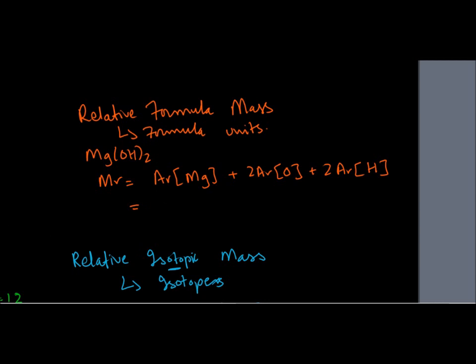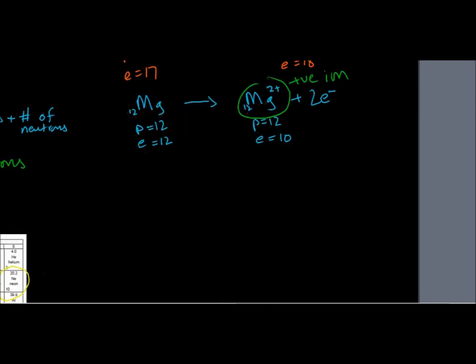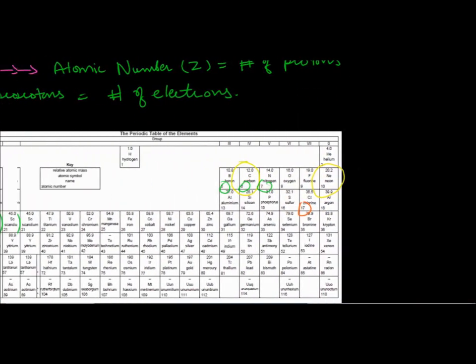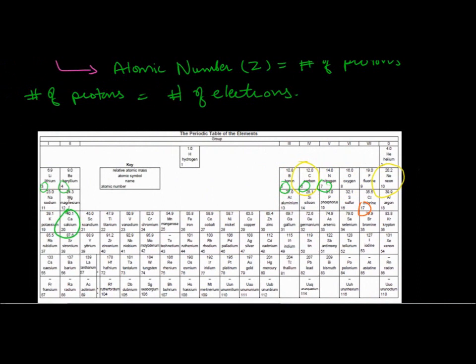So magnesium, I don't remember that, so let's find it from the periodic table. Here's magnesium. Magnesium is 24.3, right?